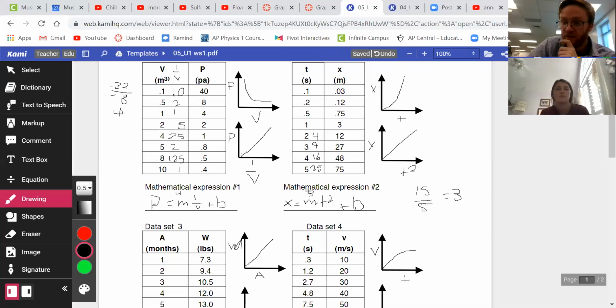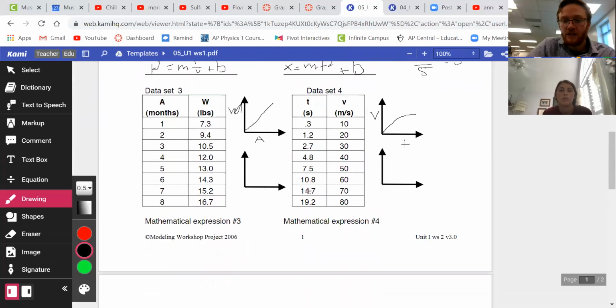75. And look at that. It immediately told us what our x value is. All right, so you don't have to calculate the slope, but I'm just doing that to show you that this becomes a predictive model. And then let's look at data set 4. And I'm going to assume you can do data set 3 because you don't have to do anything to it.